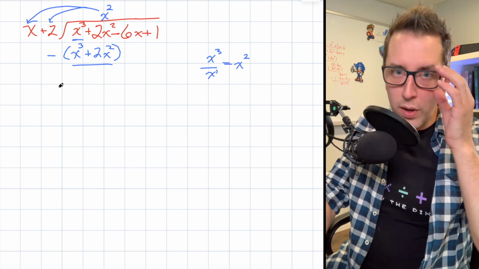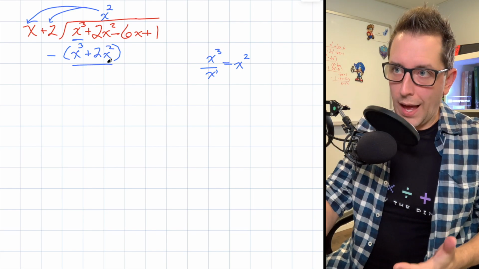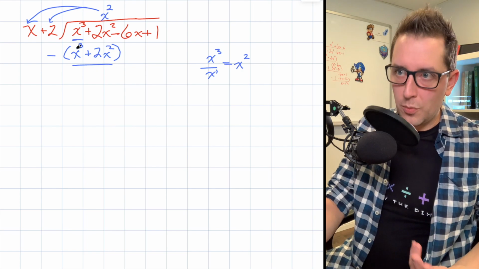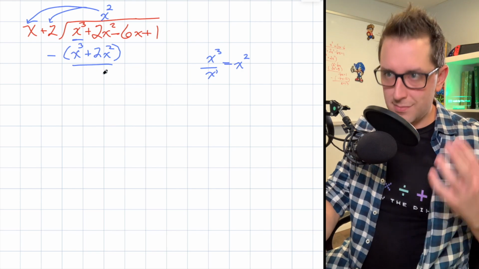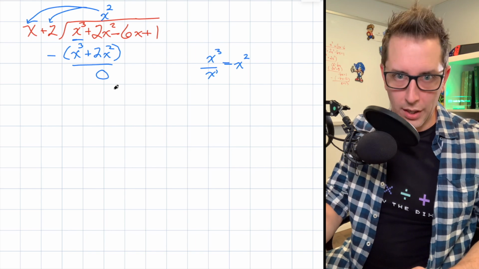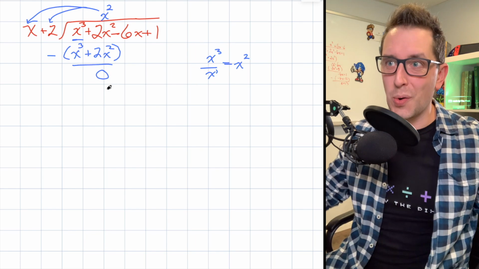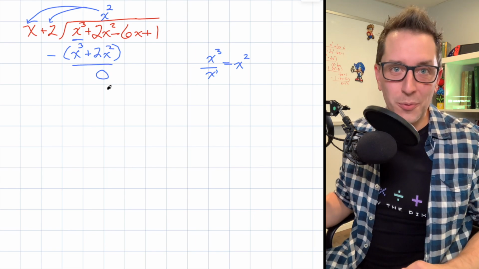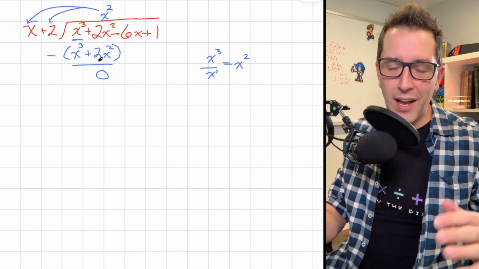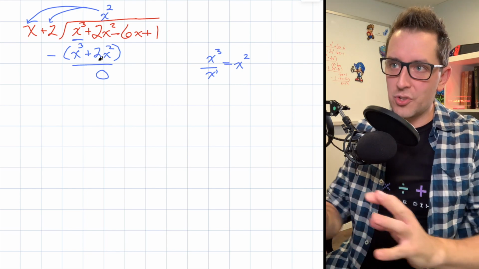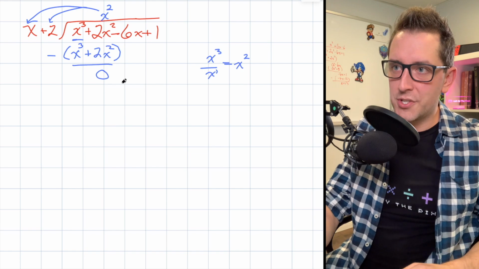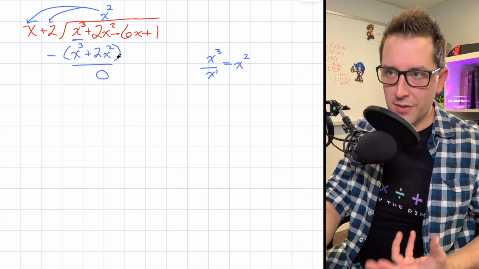Now, here's where the weird stuff starts happening, okay? When I do that, you're going to notice we get x cubed minus x cubed, 2x squared minus 2x squared. That's the same thing. We're going to end up with 0 here, okay? So now what? We destroyed our polynomial long division problem. And to help you get your head around this a little bit, I never really just write 0 when I'm doing polynomial long division. I always keep the variable portion of the term with it.